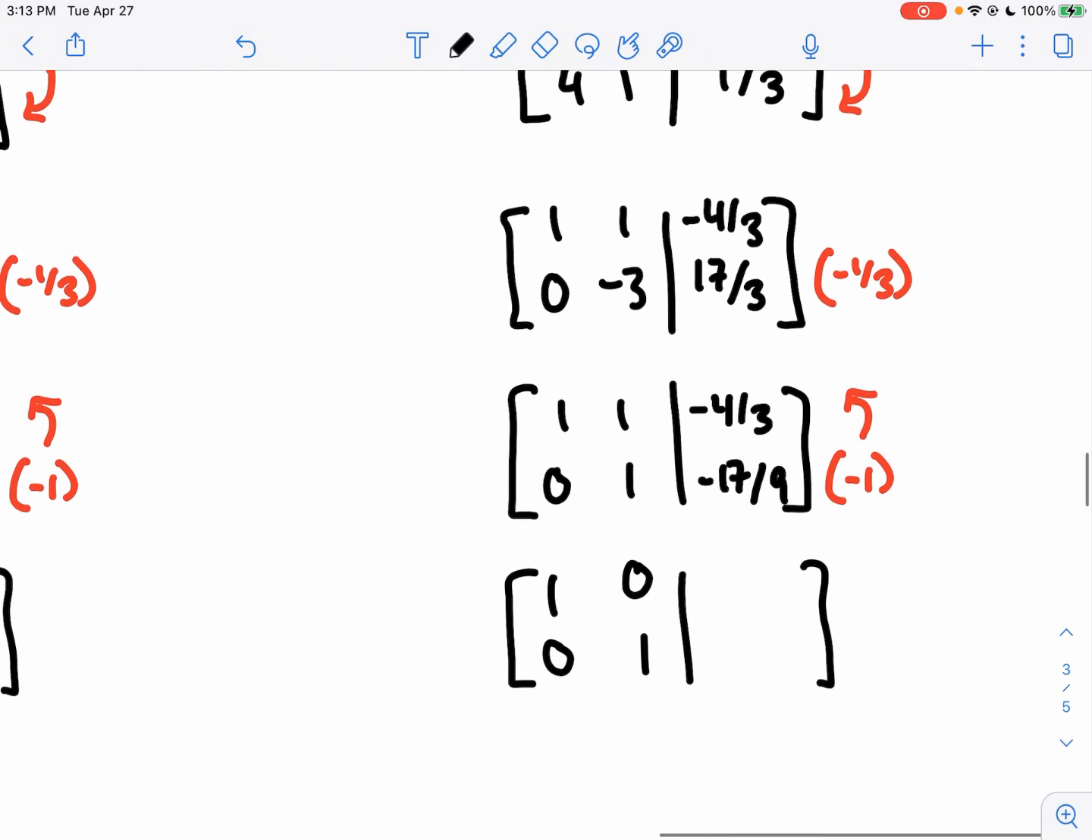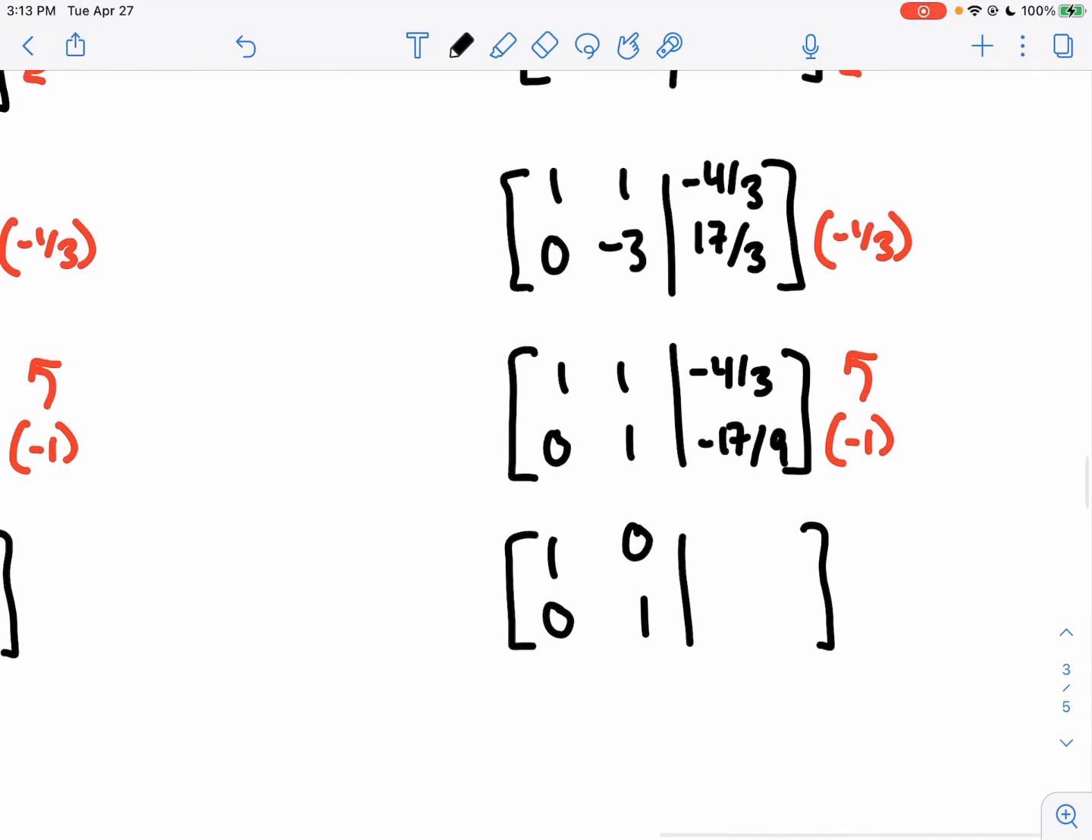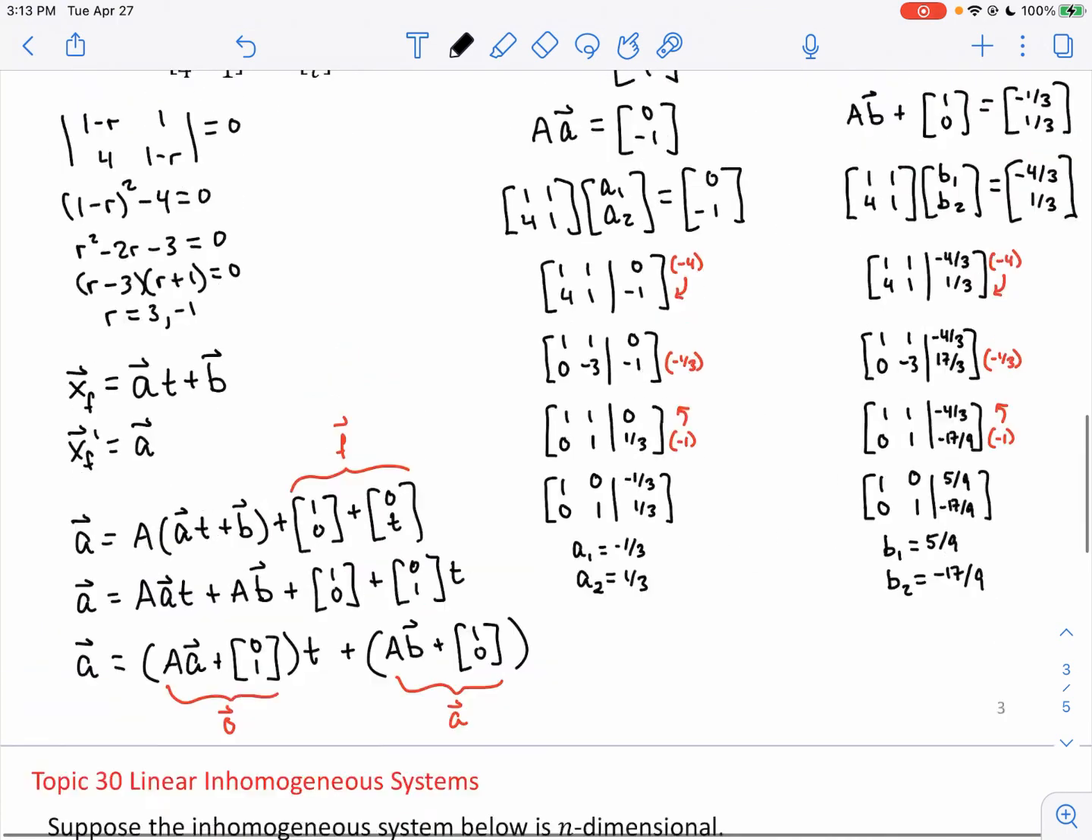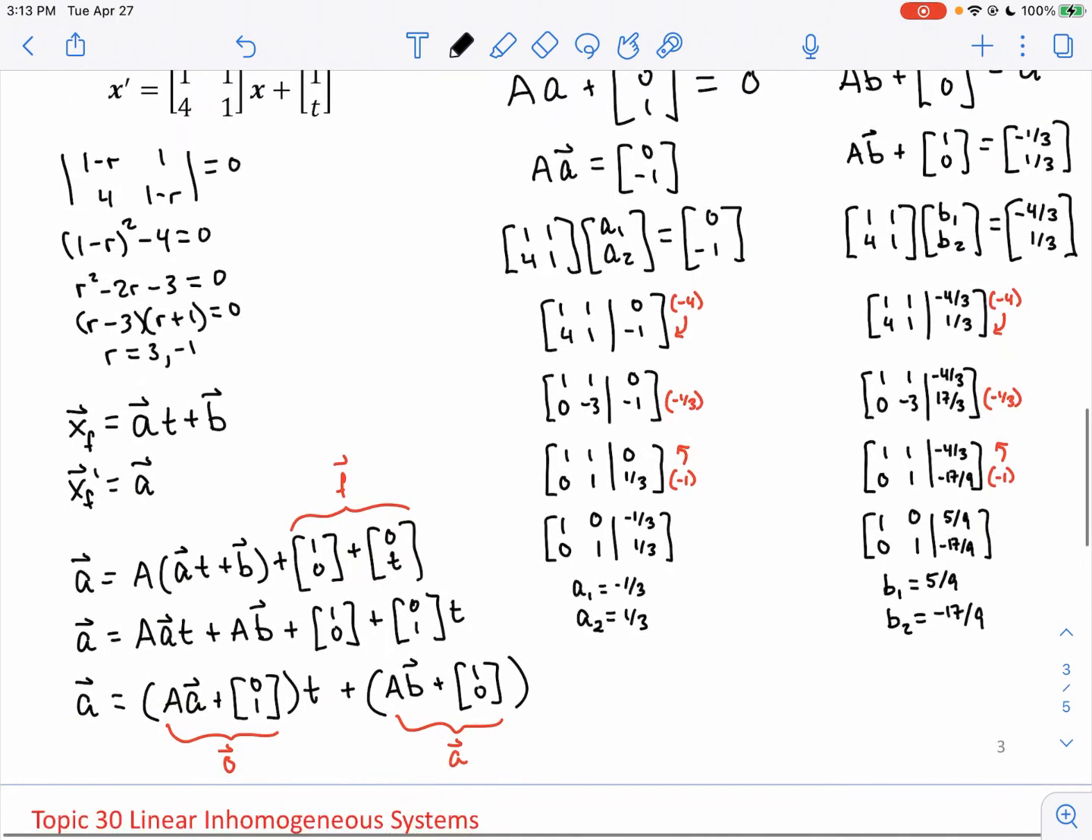And I'm still going to do -1 times the bottom row and add it backwards up to the top row. So this will be -17/9 down here at the bottom. And now we have to do -1 times -17/9, which is 17/9, minus 4/3. Well, that's like doing 17/9 minus 12/9. That's going to give us 5/9. And that will be what our B1 and B2 are. So B1 is 5/9 and B2 is -17/9.